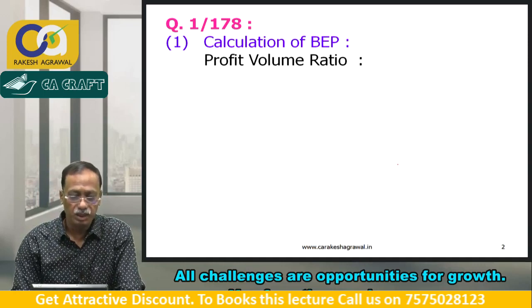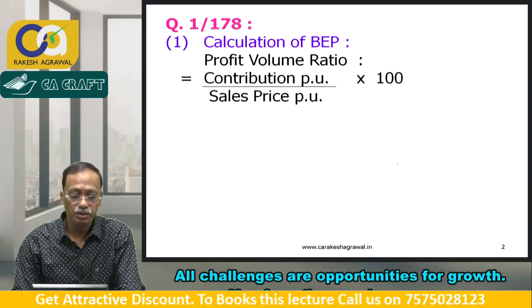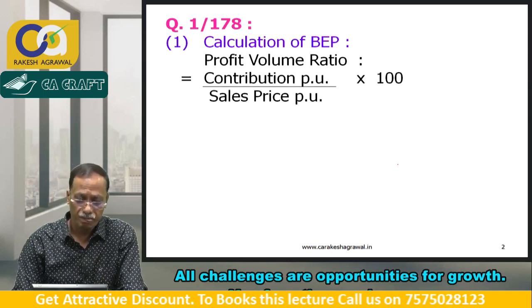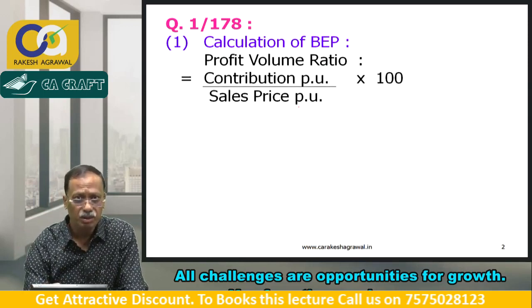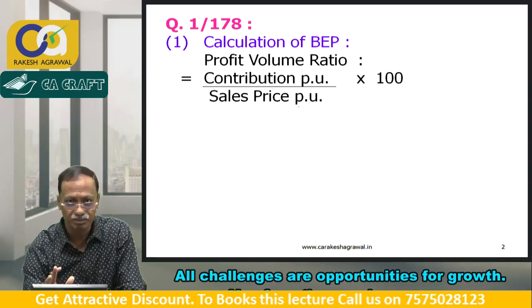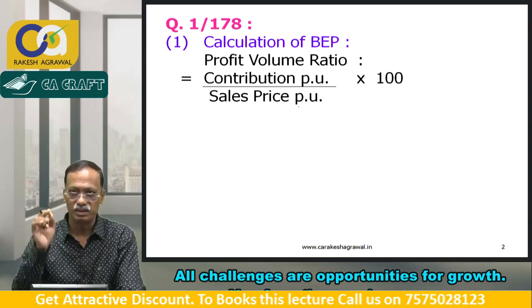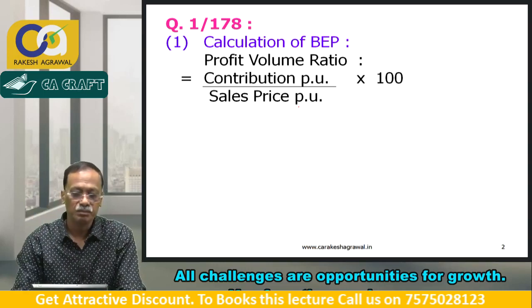Calculation of BEP. Below that write down profit volume ratio is equal to contribution per unit upon sales price per unit. Right? Either you can take per unit or you can take total contribution upon total sales. It's one and the same. Only numerator denominator should match. If numerator is per unit, denominator should be per unit. If numerator is total contribution, then denominator should be total sales. Your ratio will remain always same.